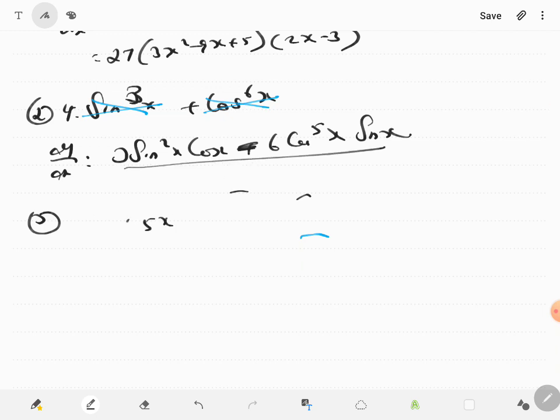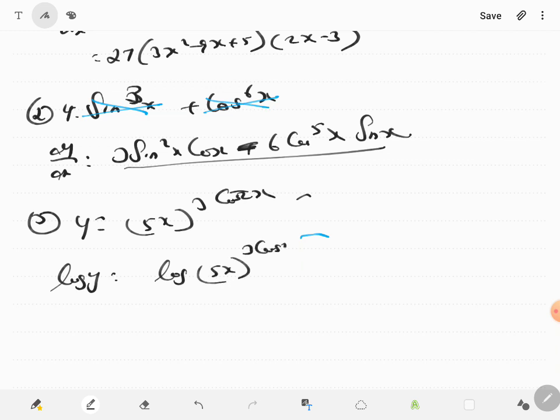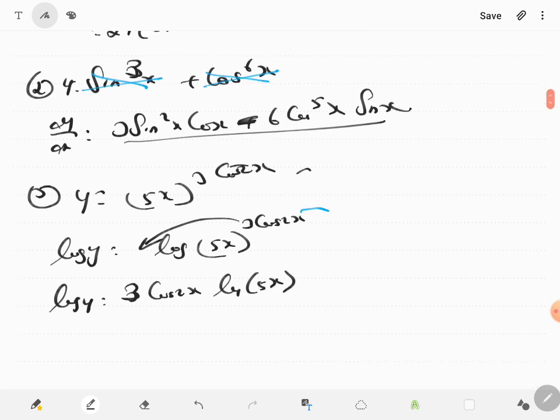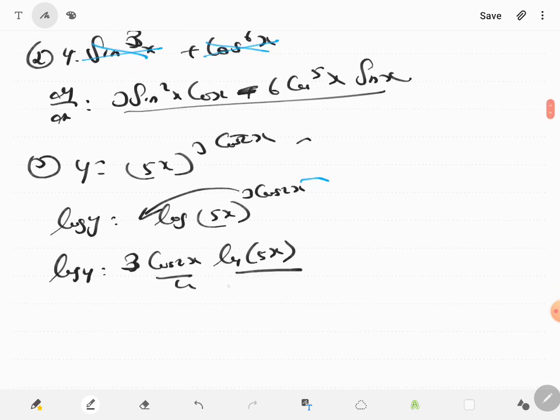Next question is (5x) the whole to the power 3 cos 2x. Whenever you have the x to the power x format and there's only a single term, you can apply log on both sides. Log y is equal to log of (5x) the whole to the power 3 cos 2x. And by the property, this can come forward. Log y is equal to 3 cos 2x into log of 5x. So then, as soon as you see this, you mark it as u and v.